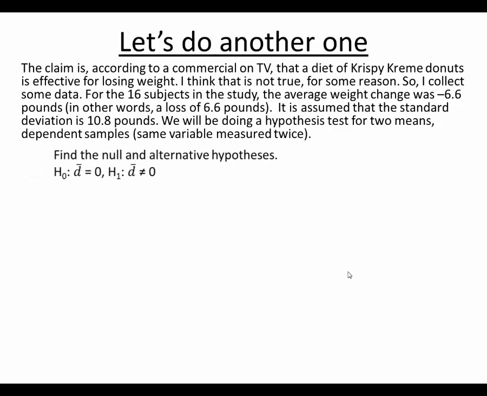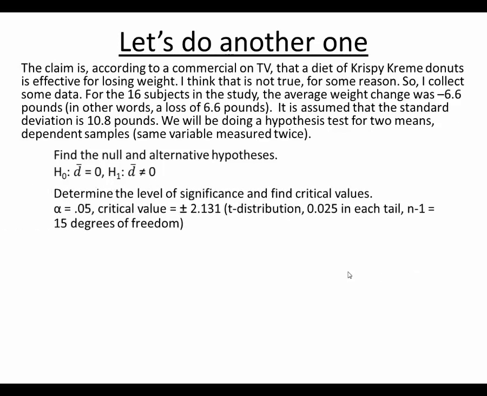So for these, we're always going to look at D bar, the average difference. The null is always going to be that the average difference is 0, which would mean there's no effect or no change. And the alternative will be that there's some change, so that the average difference isn't 0. The level of significance is 0.05. We'll always use that level of significance.